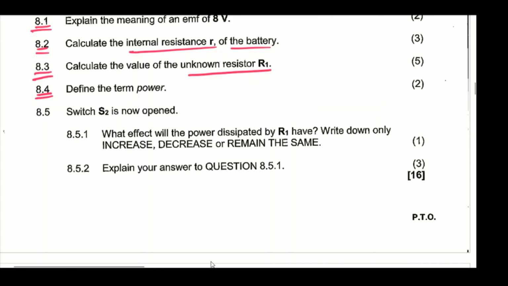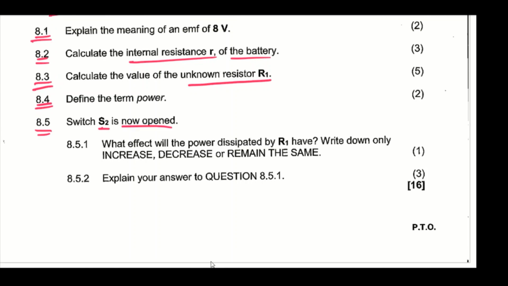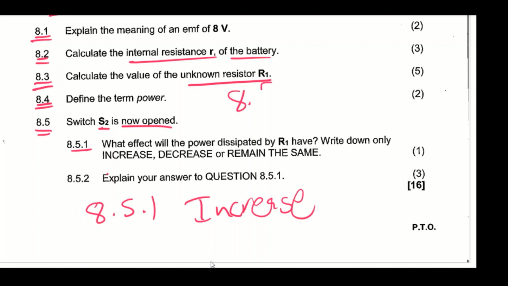Now 8.5 says that switch S is now open. Question 8.5.1 says, what effect will this have on the power dissipated by R1? Write down only increase, decrease, or remain the same. So for 8.5.1, we're just going to say increase, right?